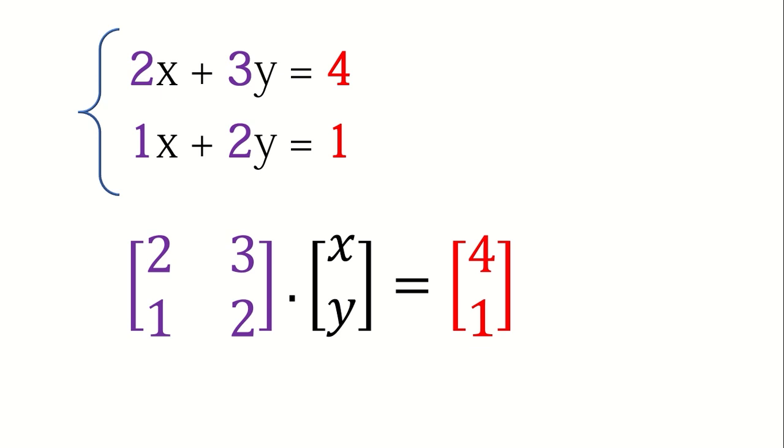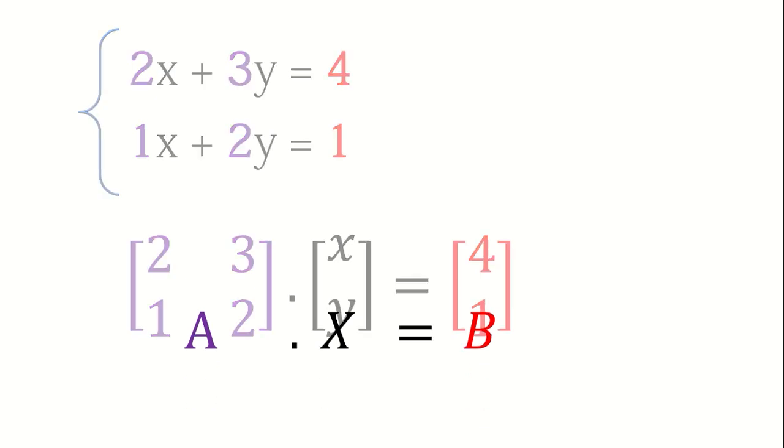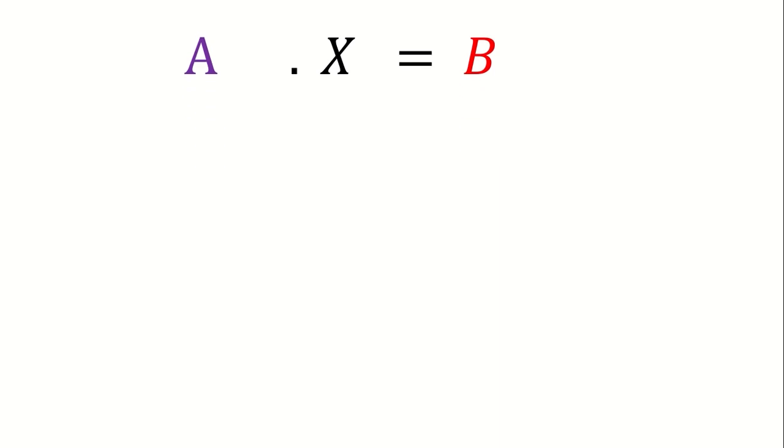So the system is now changed to a matrix system: 2, 3, 1, 2 times x and y is equal to 4 and 1. And the aim is to get the x and y variables. So x and y is assumed to be X, the coefficient matrix is A, and 4 and 1 is B. The vector 4 and 1 is assumed to be capital B as a vector. So the equation is changed to A dot x is equal to B.